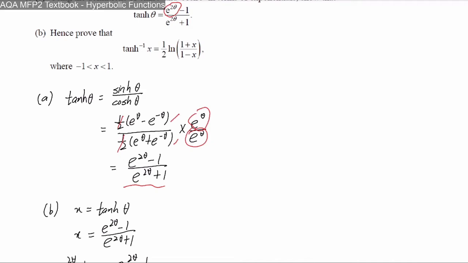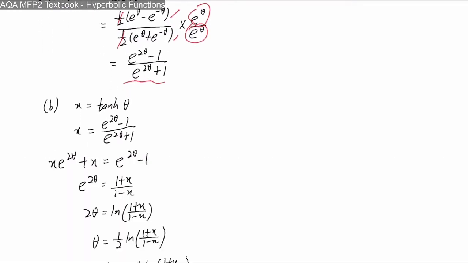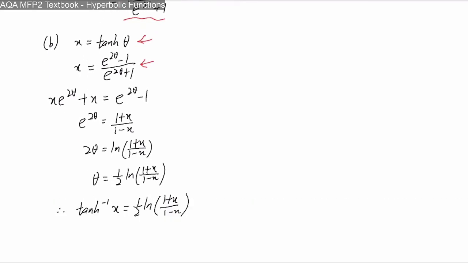Okay, so next is to prove that arctan of x is equal to this expression. So basically, we start with x is equal to tan theta, and then we know that tan theta can be written as this, the exponent form. After that, we rearrange. So this is a bunch of rearranging work. It shouldn't be difficult for us to rearrange this. So we actually end up with theta given by this definition.